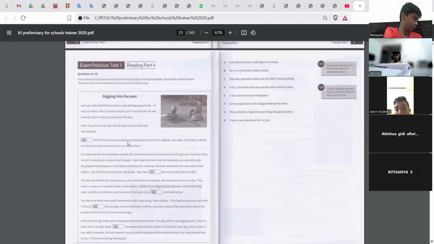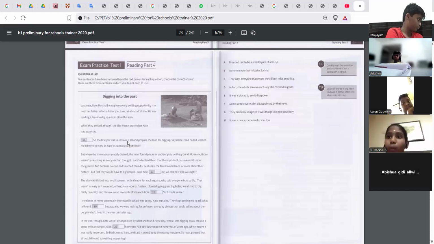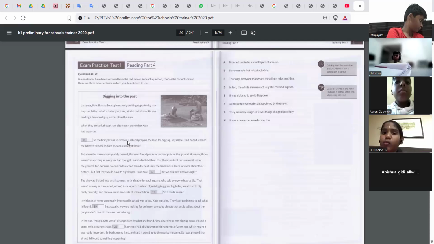Some people were a bit disappointed by that news. What is that news? Tell me what is that news? Sir, they told, but first we would have to dig deeper. Very good. Why are they disappointed? Because they are told they have to dig deeper, sir. Super. Yo, we have to dig deeper. My God, we are disappointed. We have to work hard and hard. Yes, keep moving now.